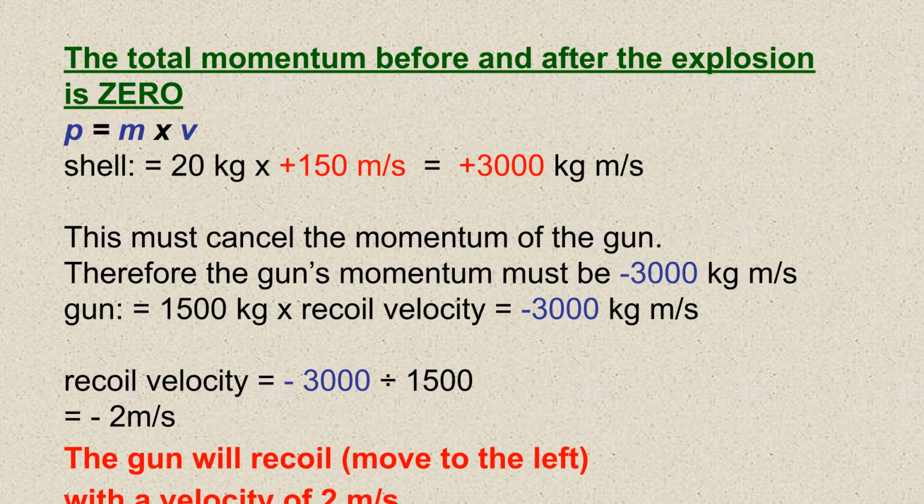The total momentum before and after the explosion is 0. The shell's momentum is positive 3,000 kilogram meters per second. Therefore, the gun's momentum must be negative 3,000 kilogram meters per second. This results in a recoil velocity of negative 2 meters per second, meaning the gun moves backward at 2 meters per second.